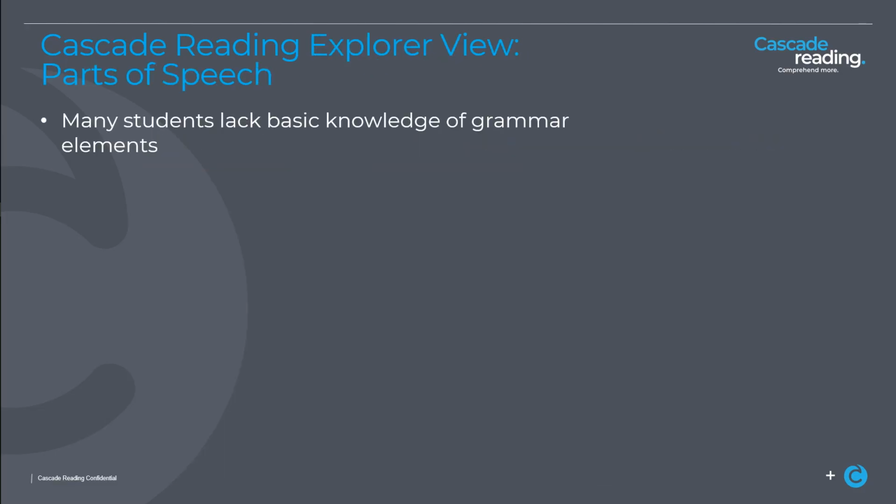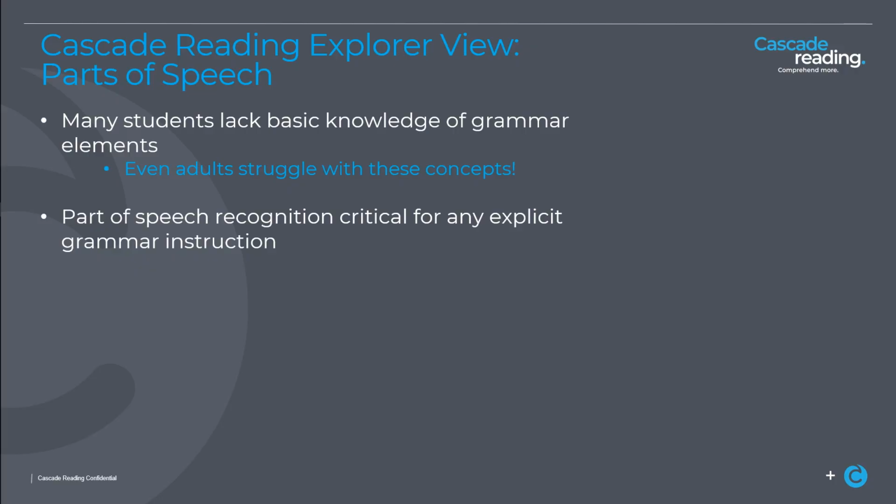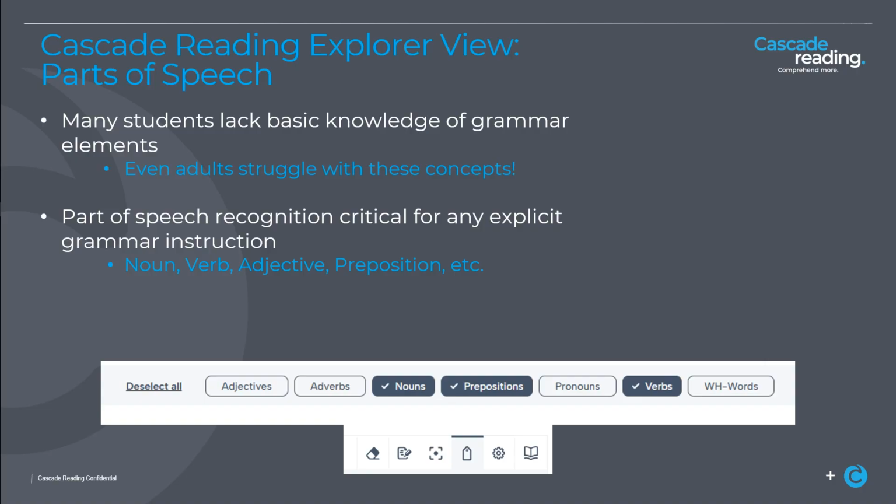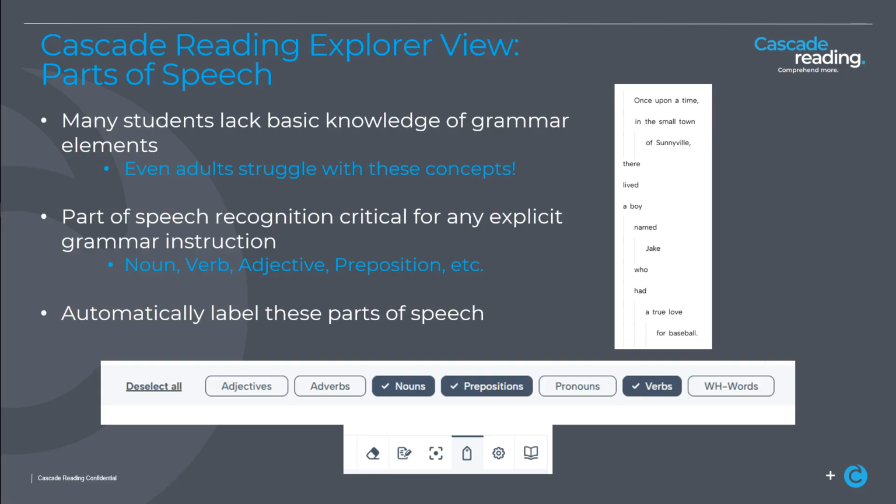So first of all, many students lack basic knowledge of grammar elements. Even adults struggle with these concepts. Parts of speech recognition is therefore critical for any explicit grammar instruction. People need to know at a minimum what a noun is, what a verb is, adjective, preposition, etc. And so the first tool in the Explorer toolkit is to help you highlight these parts of speech. And so you can choose whichever parts of speech are present in whatever text you put into the Explorer view. And you can automatically label these parts of speech.